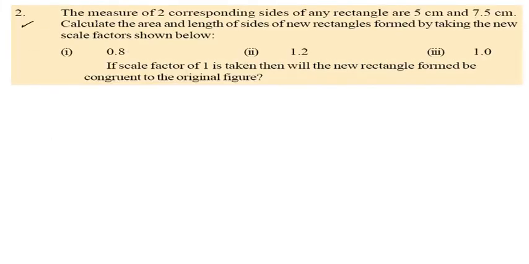Now come to the second. The measurement of two corresponding sides of a rectangle are 5 centimeter and 7.5 centimeter. Calculate the area and length of the sides of the new rectangle formed by taking the new scale factor.